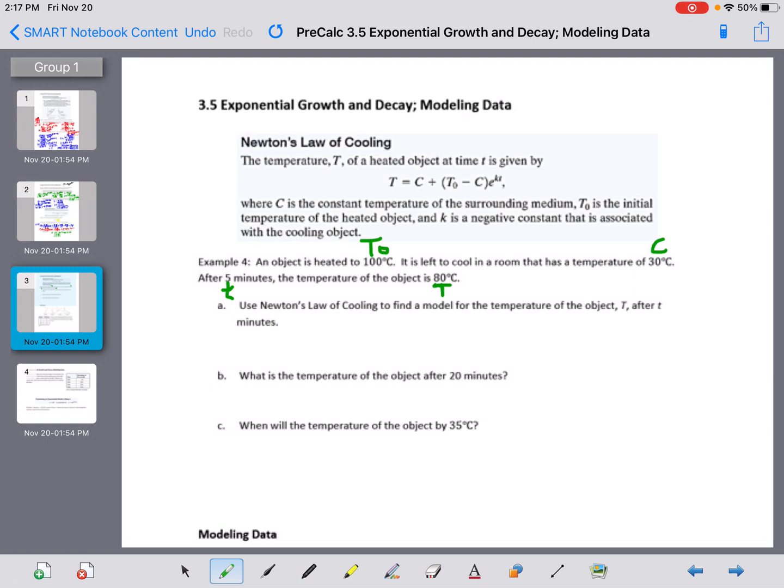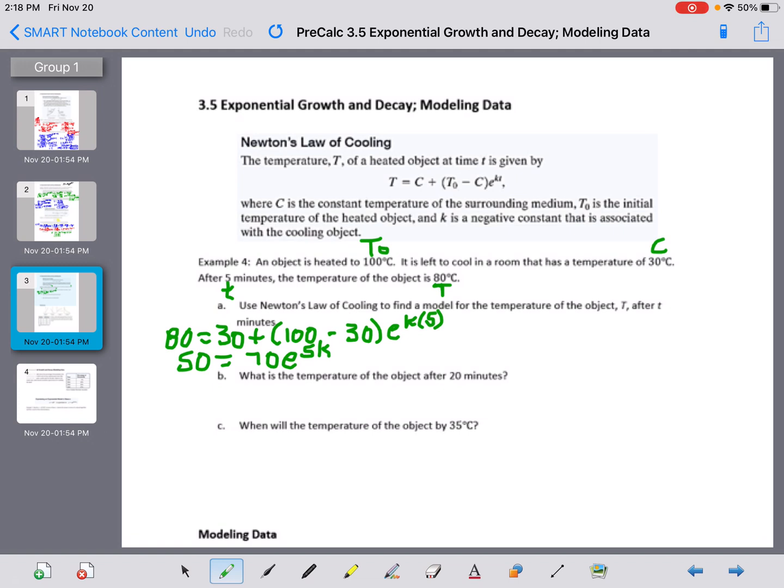So we cool down to 80 degrees. Our constant in the room is 30, plus our initial temperature was 100, minus our constant, which is 30, times e to the k times 5 minutes there, okay? So in all this, k is the missing part. That's what we're solving for. Okay, so let's do some math that we can do. I'm going to subtract 30 and make this 50. I'm going to do 100 minus 30, that's going to give me 70, times e to the 5k.